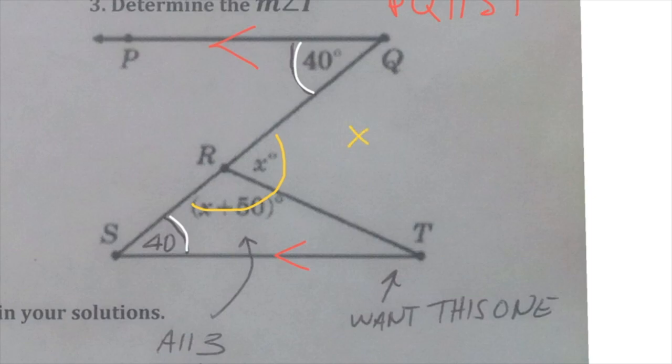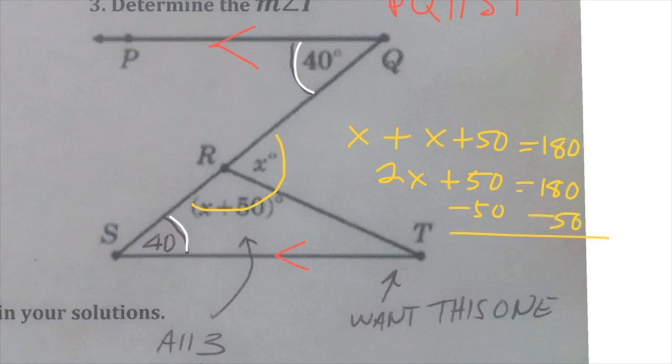So angle x plus 50 must add up to 180 degrees. So if I solve that very small equation by combining like terms and subtracting 50 from both sides, I find very quickly that 2x has to be worth 130 degrees. Dividing both sides by 2 tells me that x is worth 65 degrees.